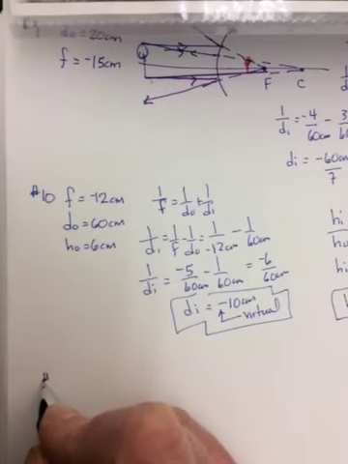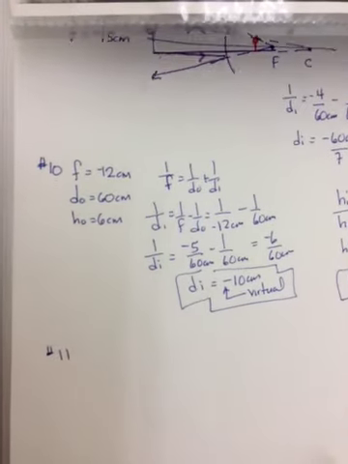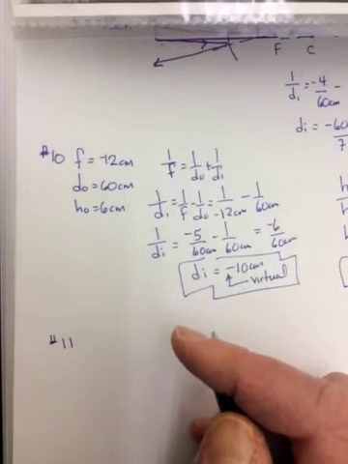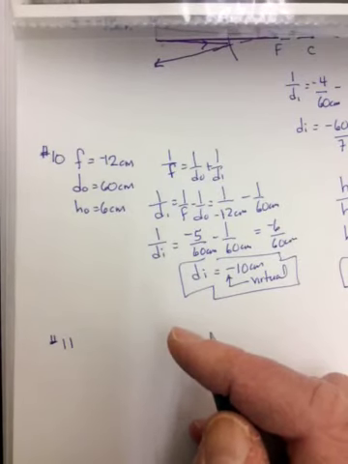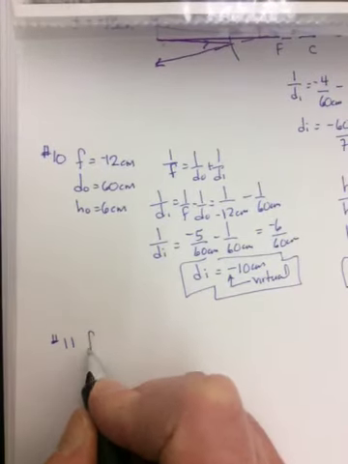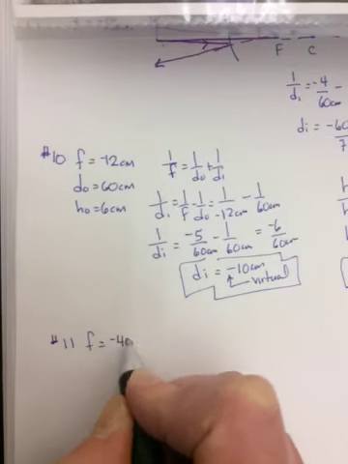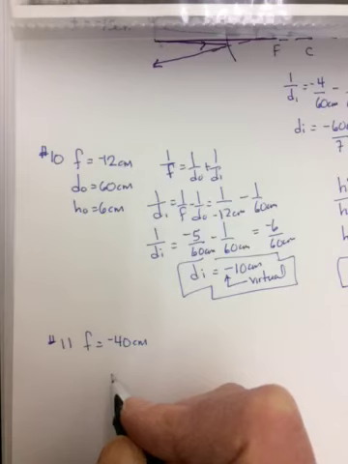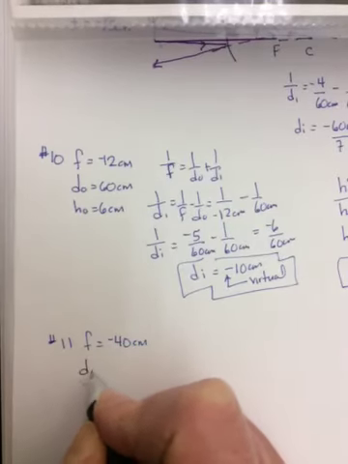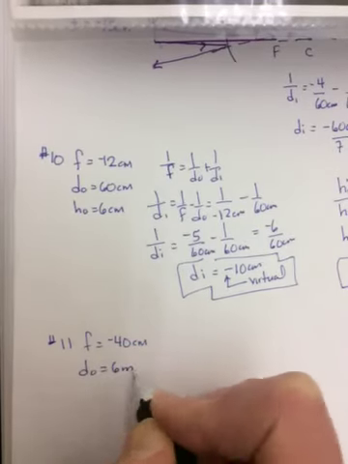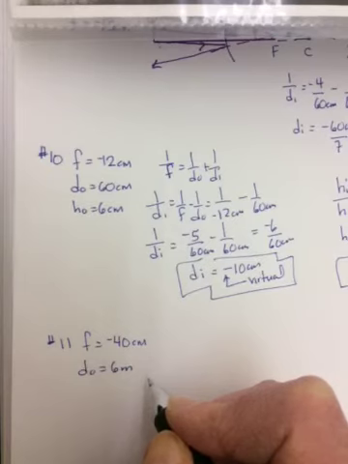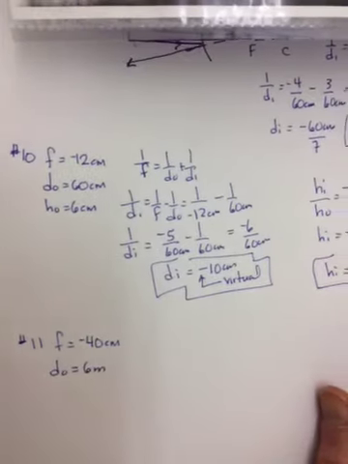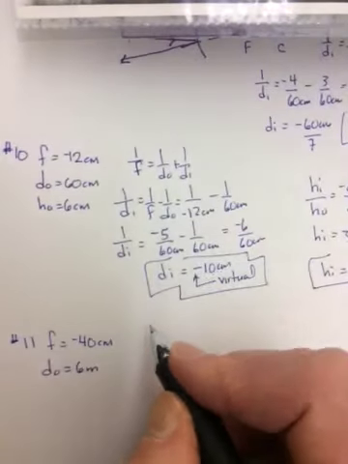Number 11 says, in a department store, a mirror used to watch shoplifters has a focal length of negative 40. So again, it must be a convex mirror. A person stands in an aisle 6 meters, DO is 6 meters, from the mirror. Locate the person's image using the mirror equation. Is it erect, virtual, smaller, larger, etc.?